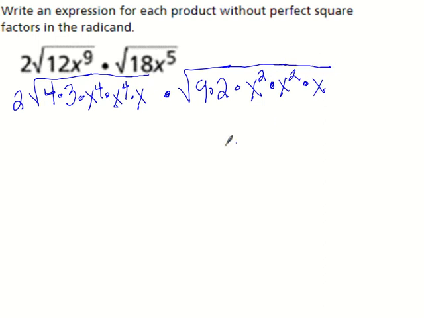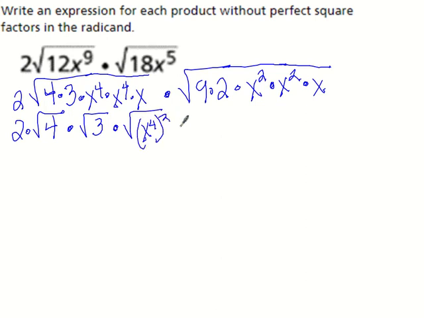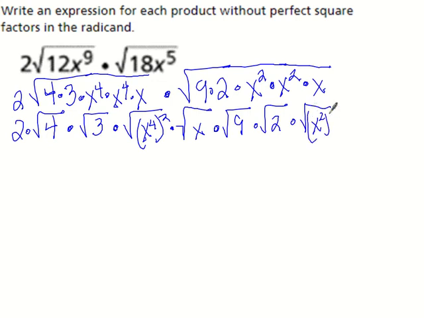Yep. So then 2 times the square root of 4 times the square root of 3 times the square root of x to the 4th. I'm going to write it as squared. You guys have seen me do that. Times the square root of x times the square root of 9 times the square root of 2 times the square root of x squared squared times the square root of x.